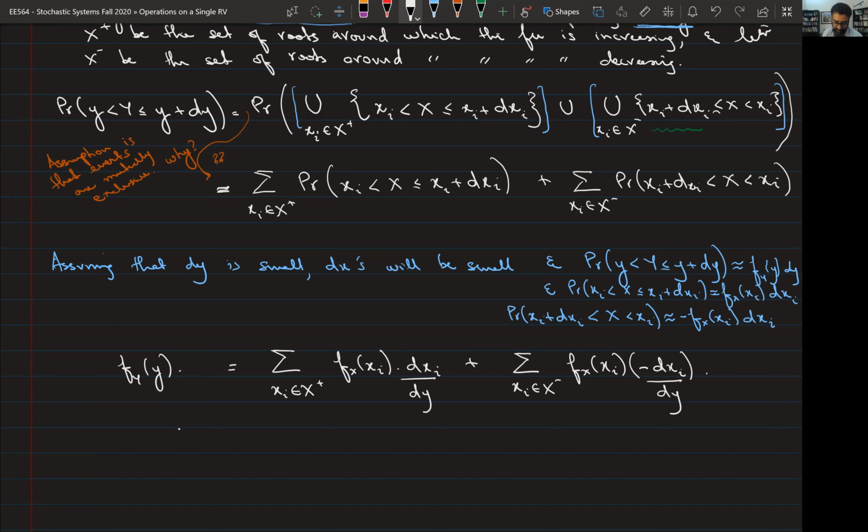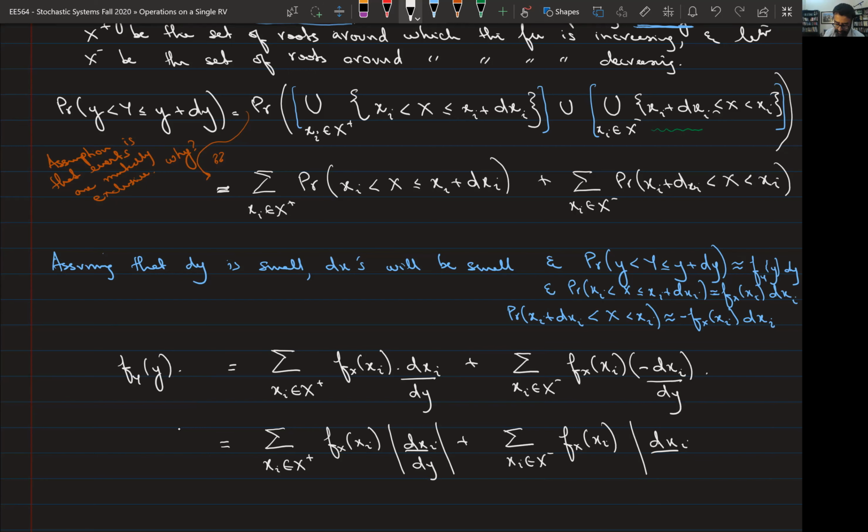And then I can replace everything with an absolute value, right? So I claim that this is actually equal to the summation over xi in X plus of fX of xi times dxi by dy, plus the summation over xi belonging to X minus of fX of xi times dxi by dy. Is this correct?